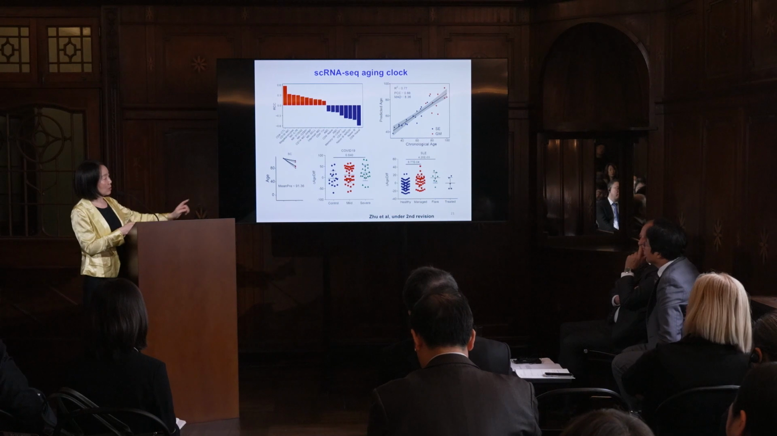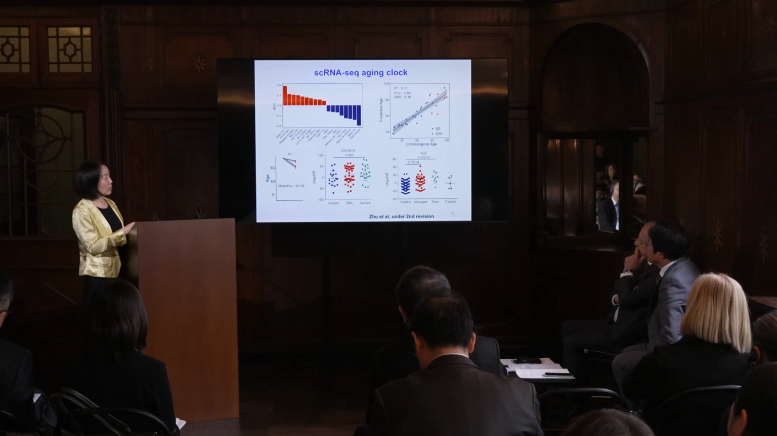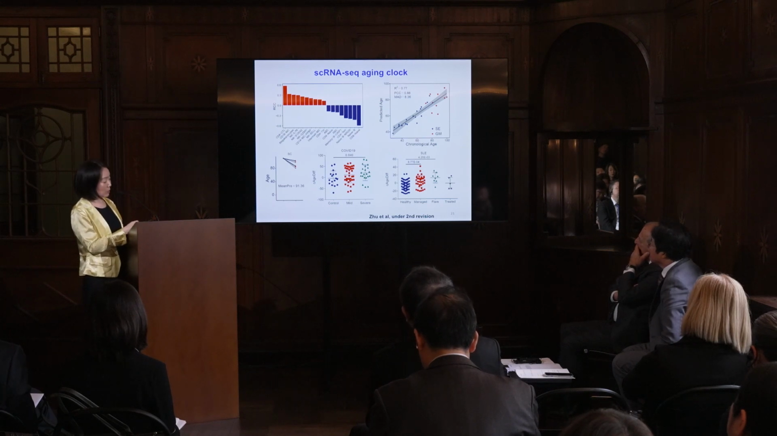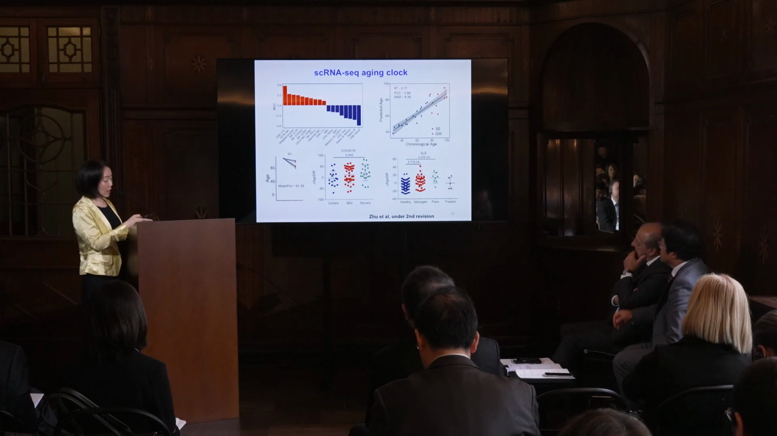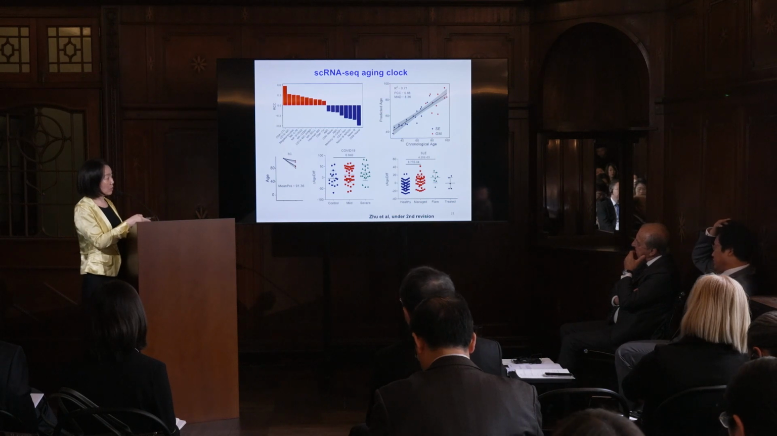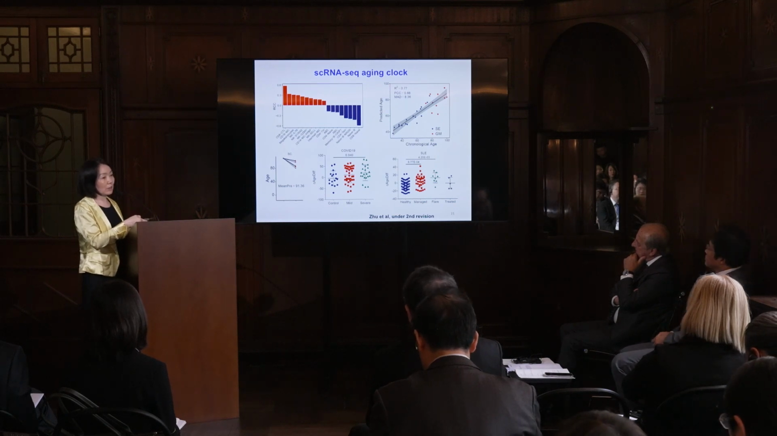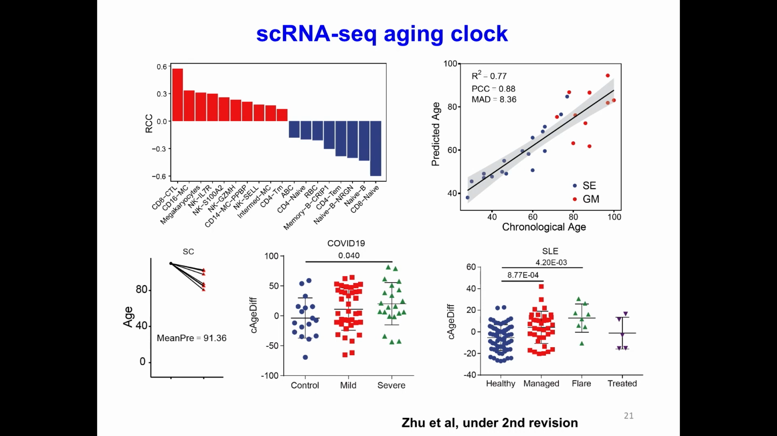We applied our clock on supercentenarians and also on COVID-19 and lupus patients. We can see that supercentenarians usually show very delayed aging, whereas the severe COVID-19 patients show accelerated aging in the single cell blood clock. And lupus actually shows a very dramatic increase in the single cell clock. If patients are properly treated and managed, this accelerated aging can be brought down.